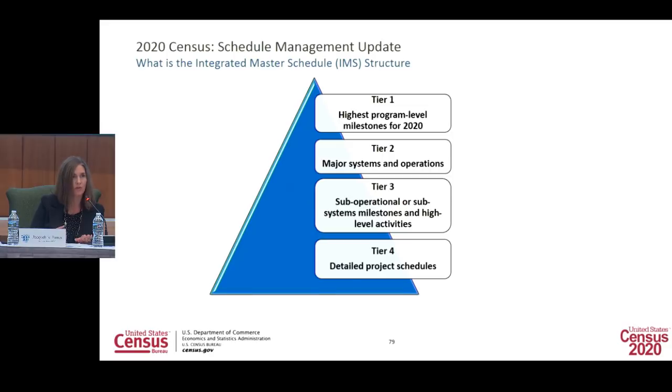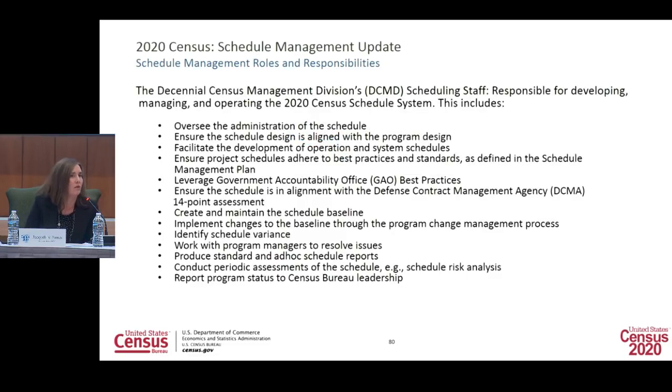And then tier 4, these are our detailed level project schedules. These really are the day-to-day operational schedules. Following the GQ example, that would be something like deliver tabulated counts from DOD for overseas personnel to FACO, federal affiliated count overseas. So very detail leveled. Okay, so that describes the architecture of the schedule itself.